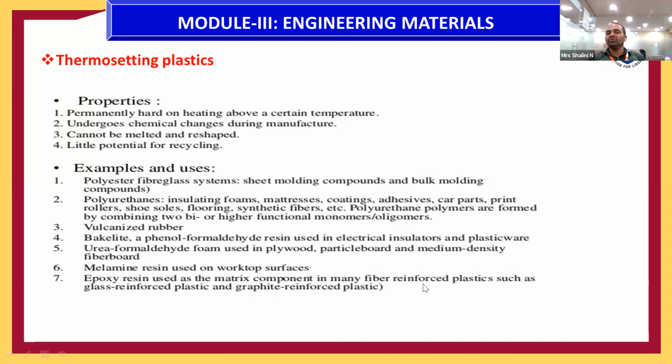Examples and uses: polyester fiberglass systems, sheet molding compounds and bulk molding compounds. We use polyesters and polyurethanes. These are used in insulating foams, matrices, coating adhesives, car parts, print rollers, shoe soles, flooring, synthetic fibers, etc. Polyurethane polymers are formed by the combining of two bi- or higher functional monomers or oligomers.